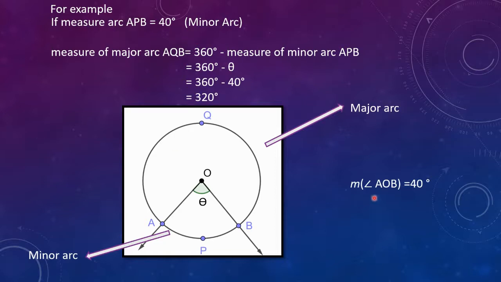Therefore, the measure of angle AOB will also be 40 degrees because it is the central angle. Corresponding to the central angle is the minor arc APB, which is also 40 degrees. And by doing the subtraction, the measure of the major arc AQB will be 320 degrees.